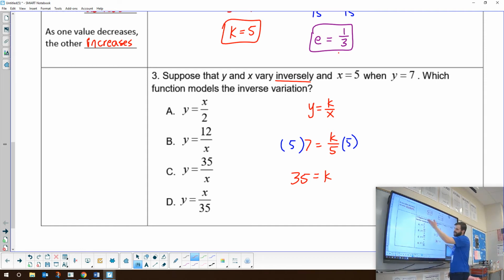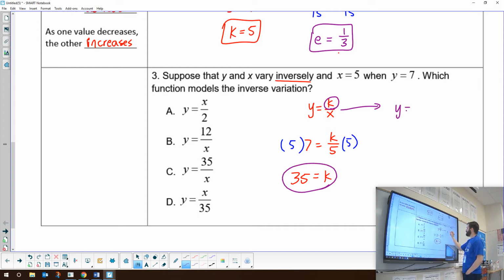You'll notice that's not an answer over here. So we need to know how to put it back together. So now if I rewrite my equation, we can replace the k with my constant that's here. So I can rewrite it as y equals 35 over x. And that definitely is one of my answers. It is C. Okay? All right, now let's apply this.